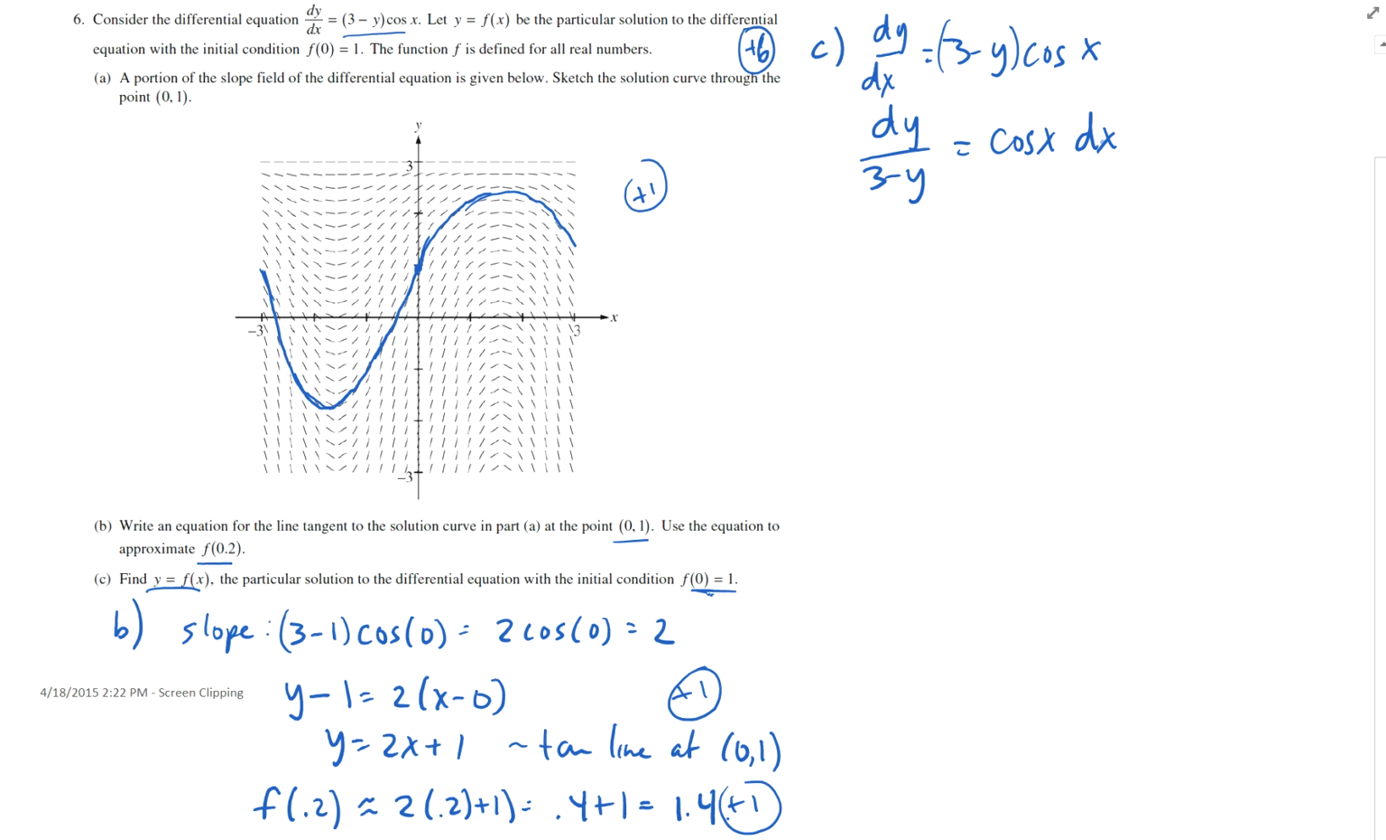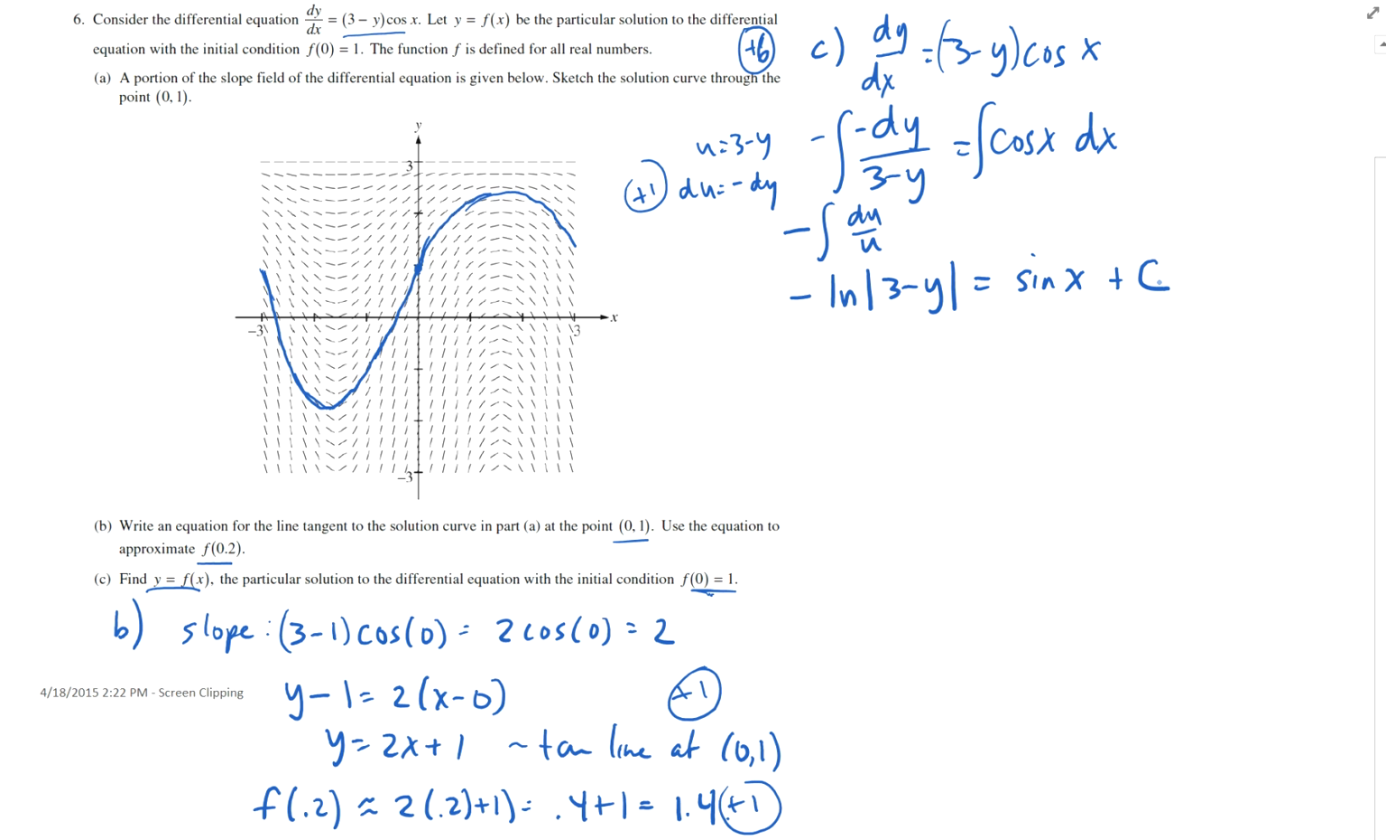Okay, now I can go ahead and do this. I'm going to take the integral of both sides. I can say this is u = 3 - y, du is -dy, so minus the integral of du over u. So this is minus natural log absolute value of u, which is 3 - y. And the integral of cos x is sin x. You can always check that by taking the derivative: sine's derivative is cosine, go backwards. Plus a constant.